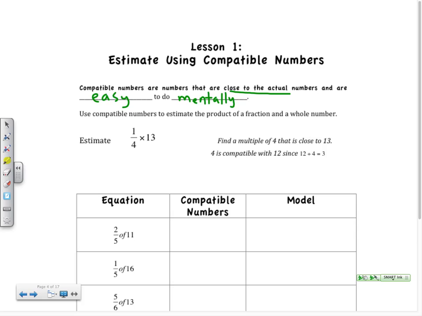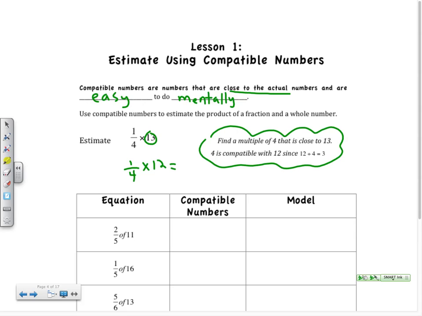So if I wanted to estimate 1/4 times 13, I would have to find a multiple of 4 that's close to 13, because 13 and 4 are not compatible. So if I think what is close to 13 that 4 will go into evenly, I'll know by knowing my basic facts that 1/4 times 12 is compatible because 4 goes into 12 3 times.